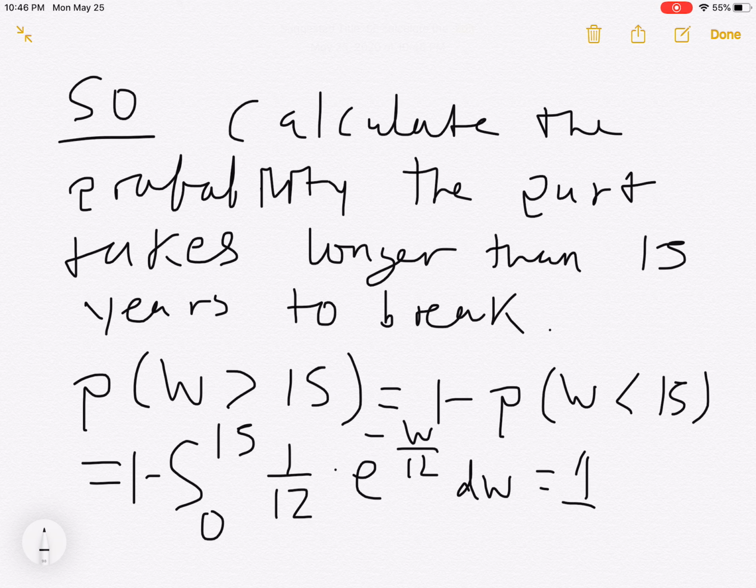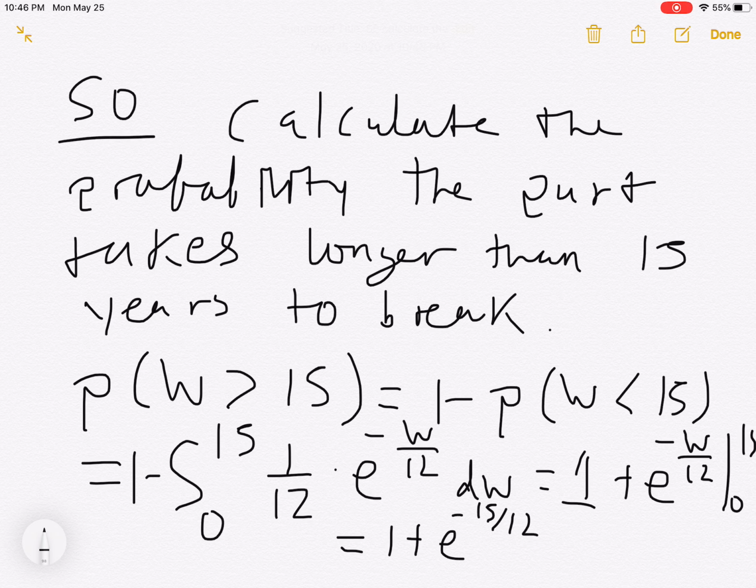Finally, we're going to get 1 minus e to the minus W over 12 from 0 to 15. And this is going to be 1 minus, that should be a plus, e to the minus 15 over 12 minus e to the 0, that's going to cancel, and I'm going to get e to the minus 15 twelfths. And that is the final answer.